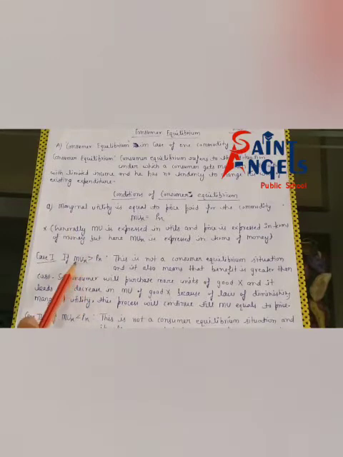You know that marginal utility represents benefit, and price represents cost. I hope it is clear. Case 1 is marginal utility is greater than price paid for the commodity. It means that we can say that benefit is greater than cost. Benefit means marginal utility, cost means price paid for the commodity. I hope it is clear.